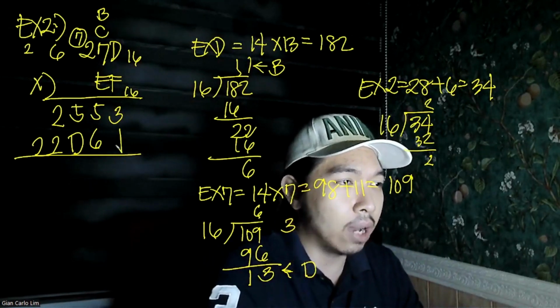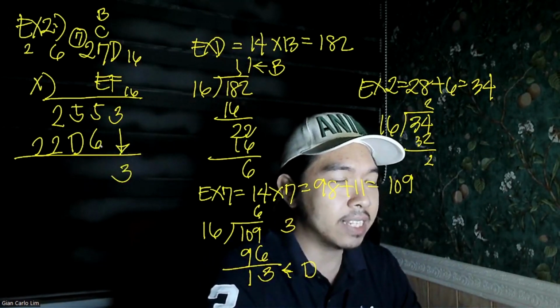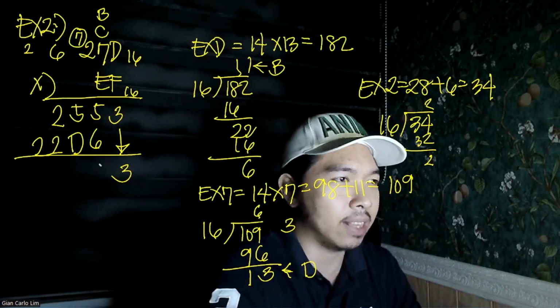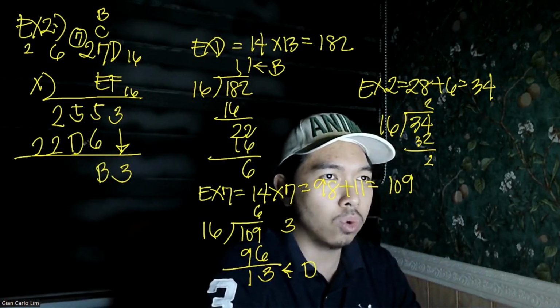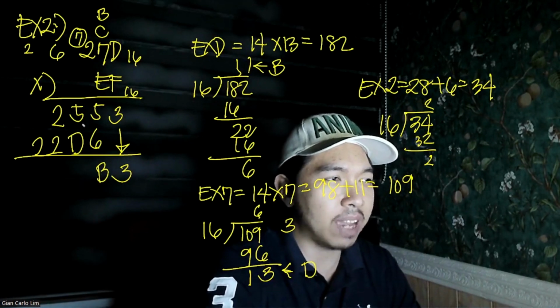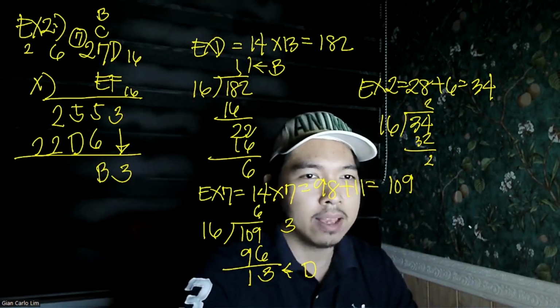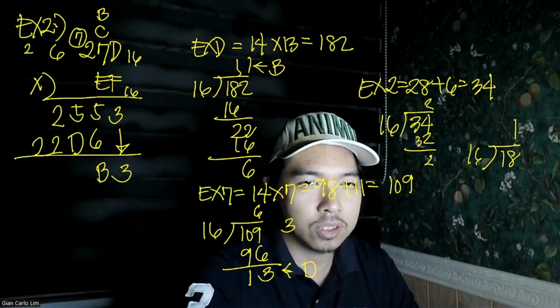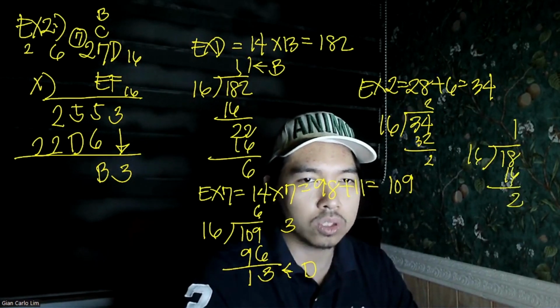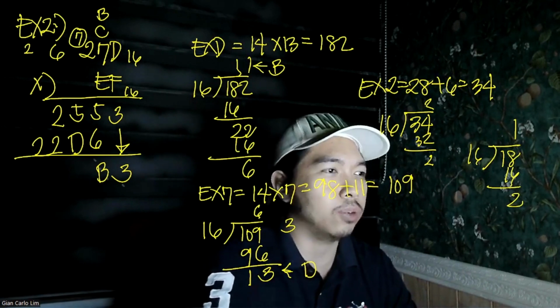So 3, bring down. 5 plus 6 is 11. What's 11? That is B. 5 plus D, D is equal to 13. 13 plus 5, so that is 18. That's too much, so we need to reduce it. 18 divided by 16 is 1 remainder 2. So therefore that will be 2 carry 1.